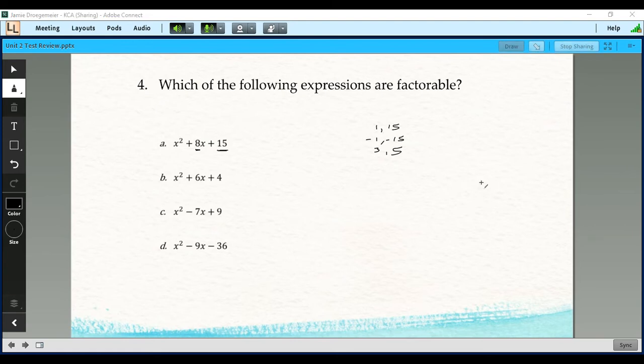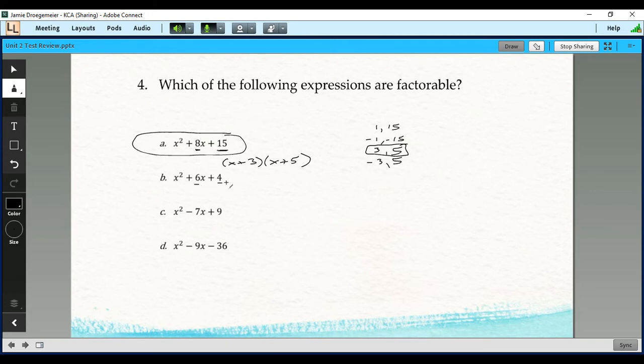Or we could also have negative 3 and negative 5. Well, if we look at those, we want to see if any of them add together to give us 8, and you'll notice here 3 and 5 does equal 8. So A is factorable. It would factor to x plus 3 times x plus 5. All right, same thing. Let's look at letter B.